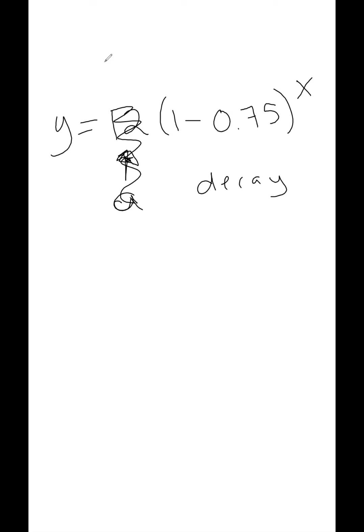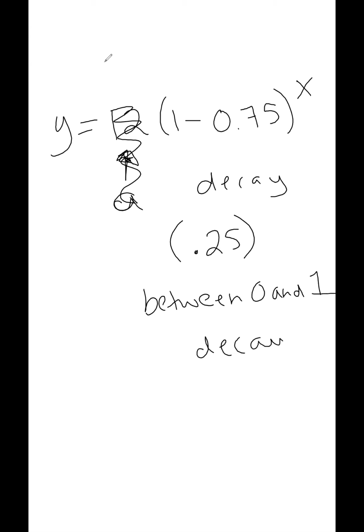Also, if you did 1 minus 0.75 in your calculator, that would end up being just 0.25. And remember earlier I said any value that's between 0 and 1 is also a decay. So either way works, whether you just look at it and know that it's a decay, or you do 1 minus 0.75 and know that that's 0.25. So we know that this example is a decay. So let's do another example.